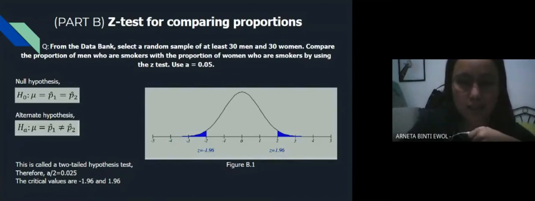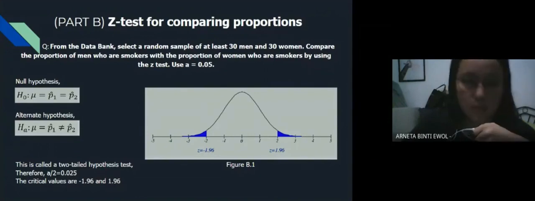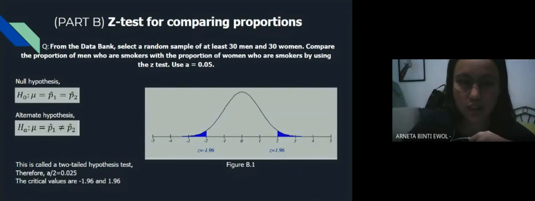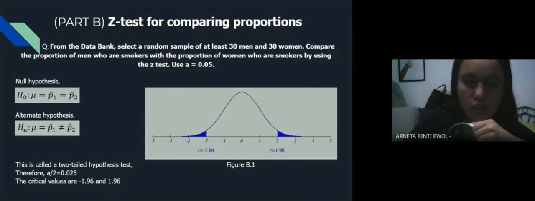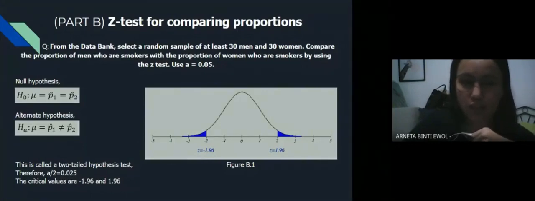The null hypothesis is p1 equal to p2. The alternative hypothesis HA is p1 not equal to p2. This is called a two-tailed hypothesis test. Therefore, alpha divided by 2 gives 0.025. The critical values are negative 1.96 and 1.96. Figure B1 shows the hypothesis test graph.